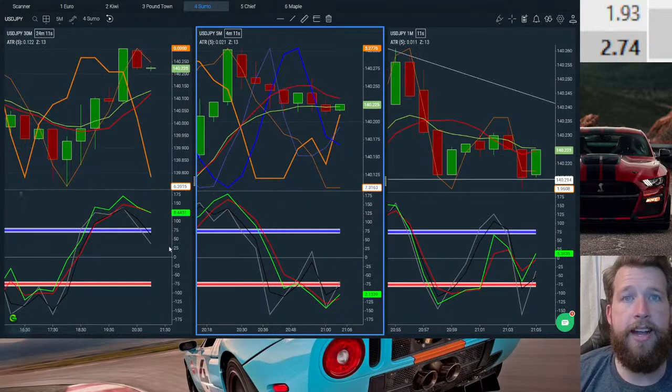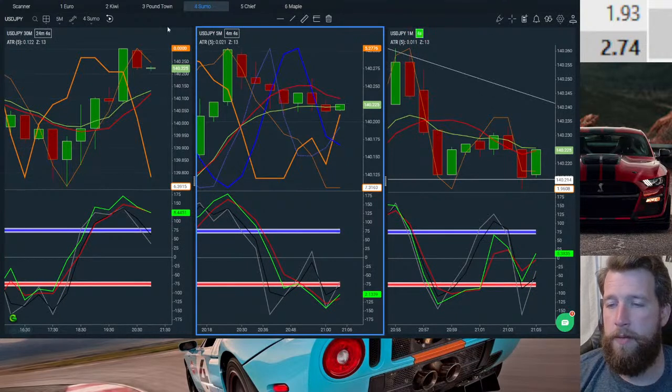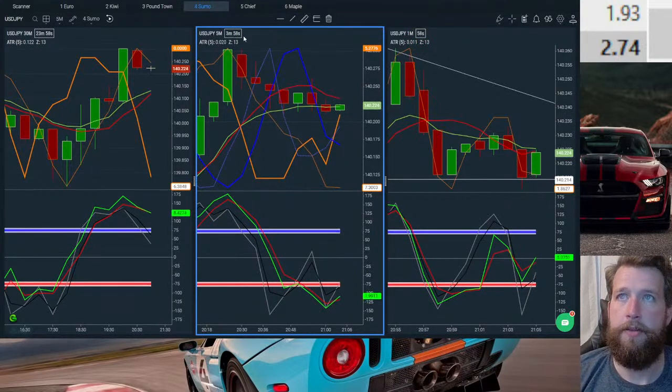Okay, and with that, we're going to go ahead and call it. Market's just not moving enough right now for me to have a whole lot of confidence that it's going to move how we want it to.